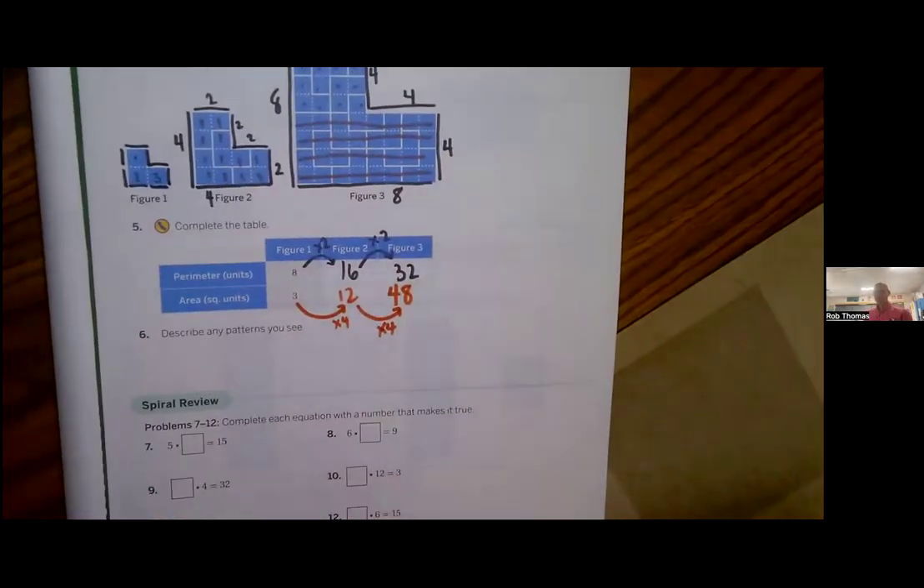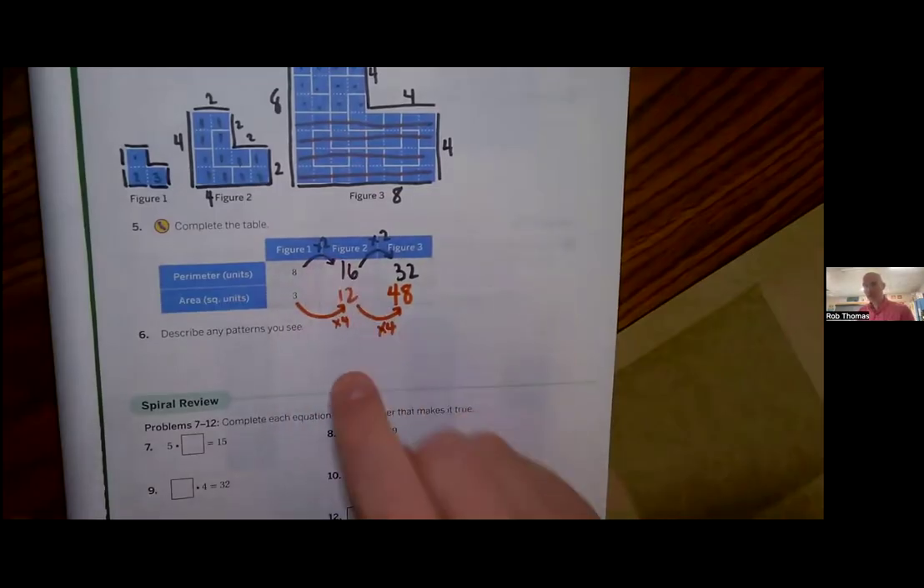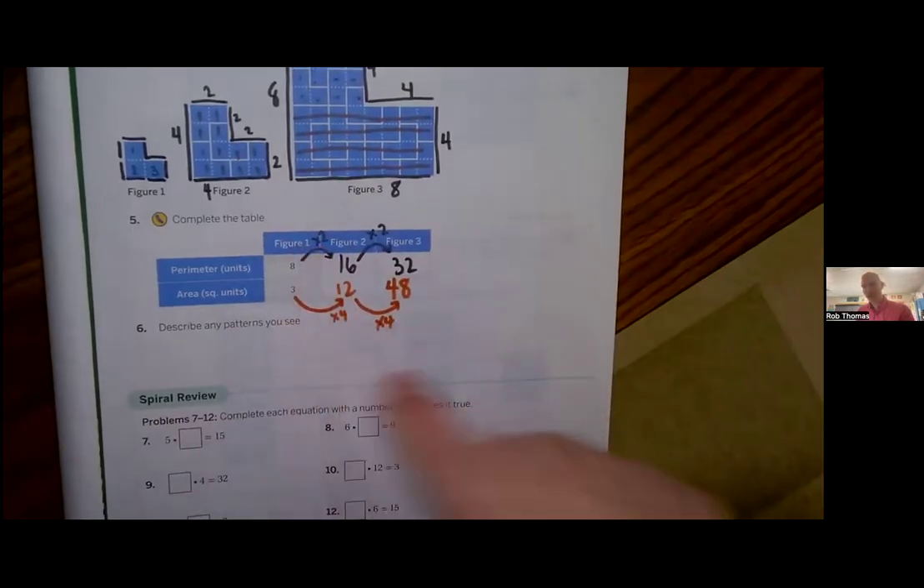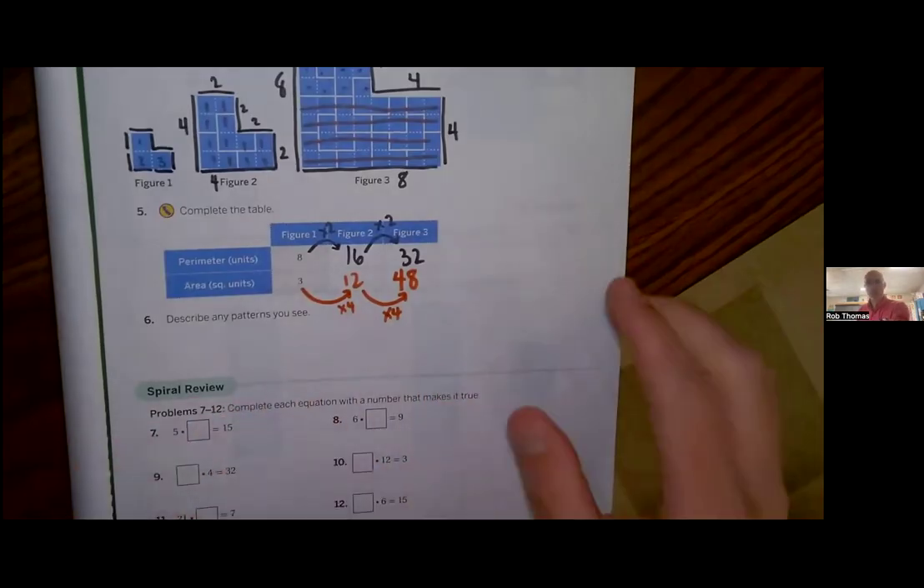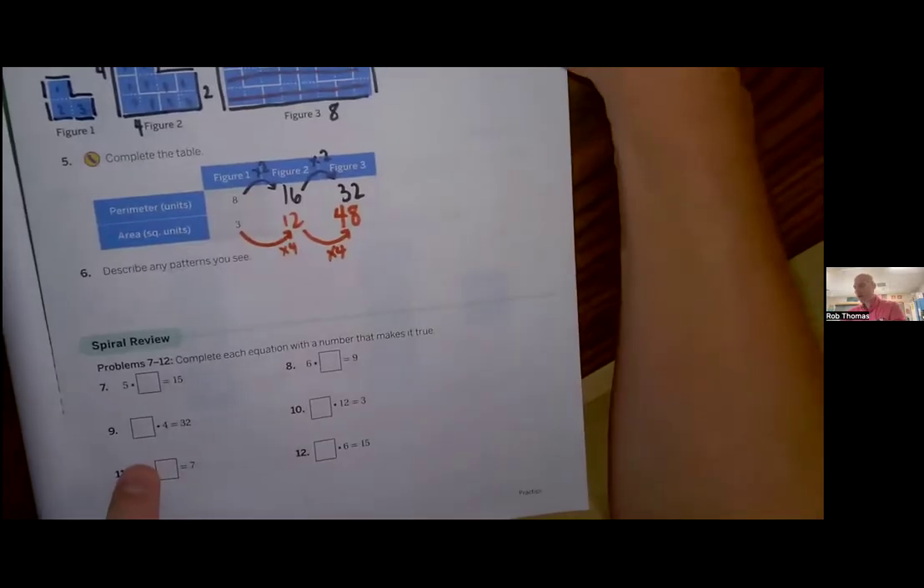There's a reason for that, and we'll get to a lesson that's specifically around why the perimeter goes up times 2, but the area goes up times 4. But for now, just describe the patterns and maybe make a guess as to why you think that is. Why is it when the perimeter goes up 2, the area gets scaled by a factor of 4, we would say.